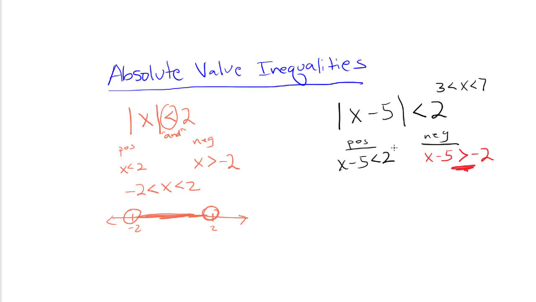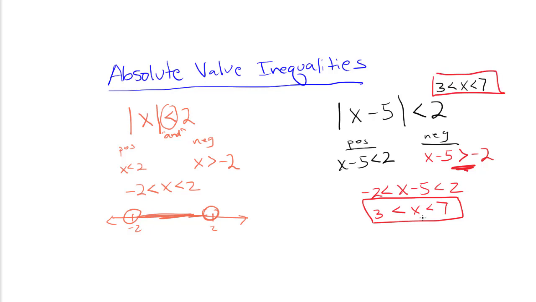And by the way, I can write this again as a compound inequality here. X minus 5 is less than 2 and greater than negative 2. And I could solve it with that three-way inequality if I chose to. I'd add 5 to both sides. I get x is less than 2 plus 5, or 7, and x is greater than negative 2 plus 5, which is 3. Exactly what I expected from my intuitive interpretation as a distance.